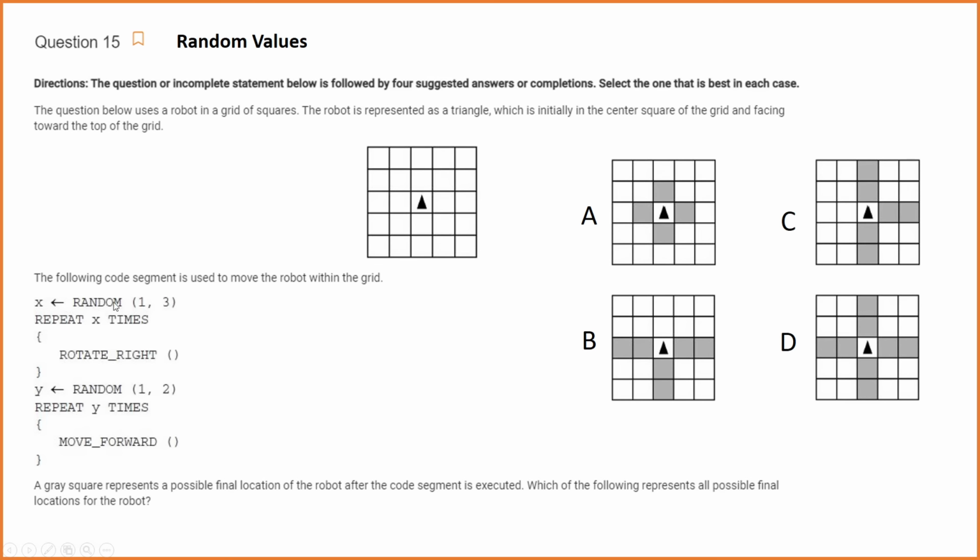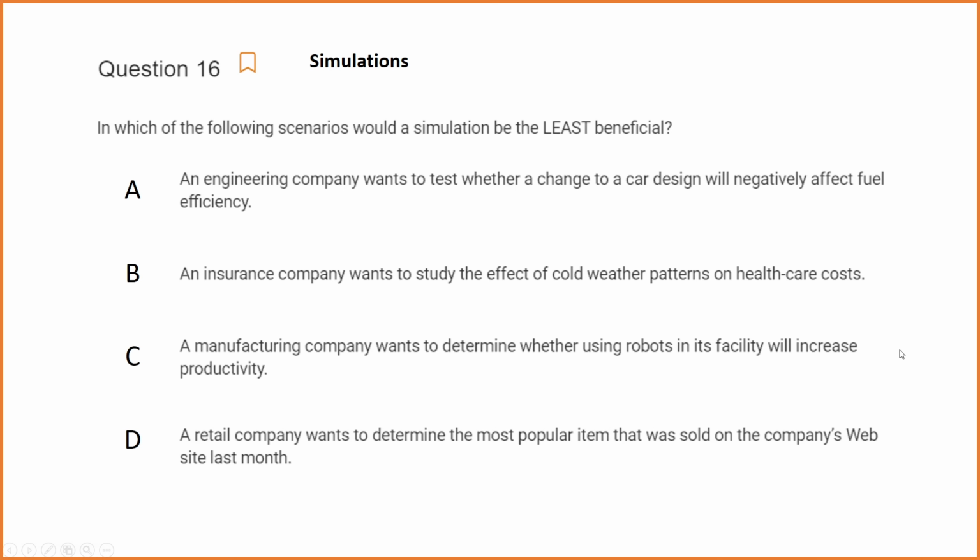So this code here would generate a random number between 1 and 3. Okay, and so that's generally how it works. I'm going to skip this question too because we're running low on time. Here we are at simulations.